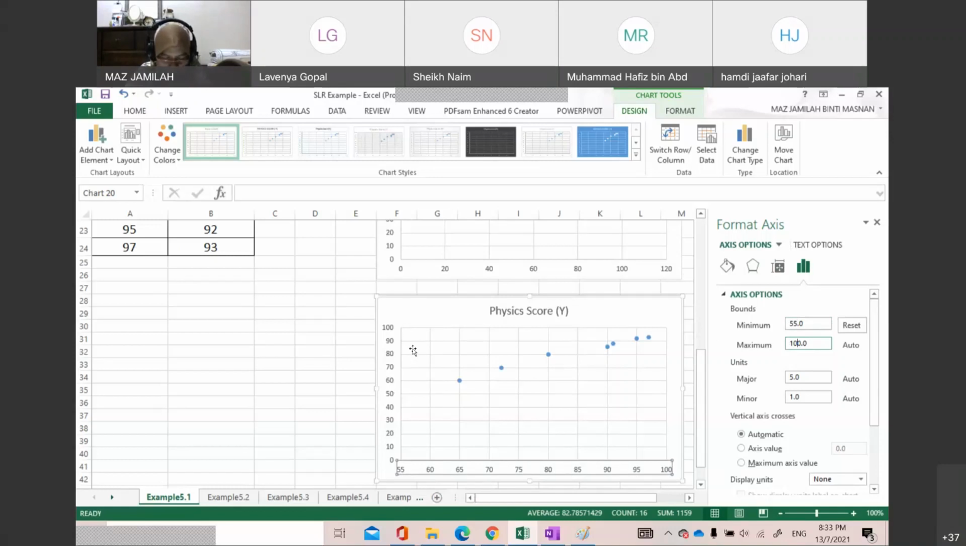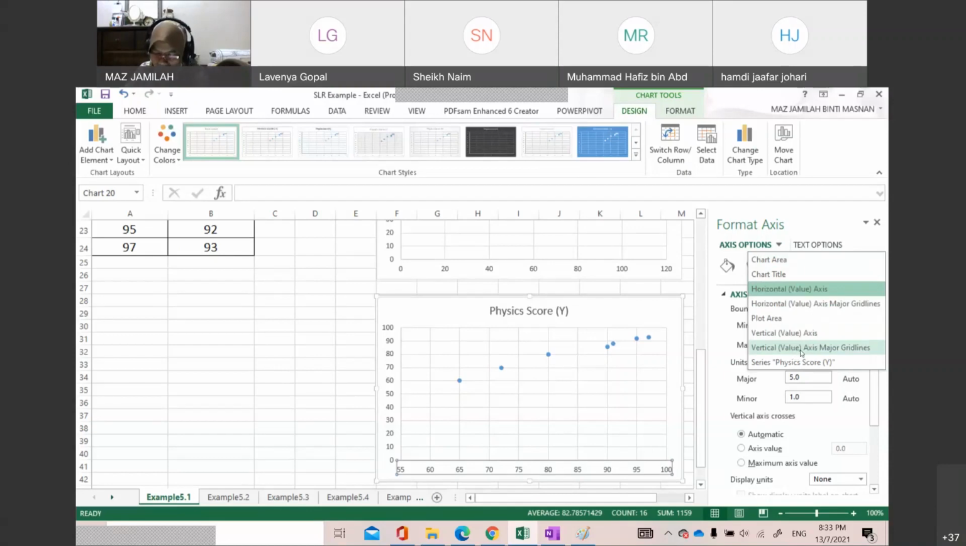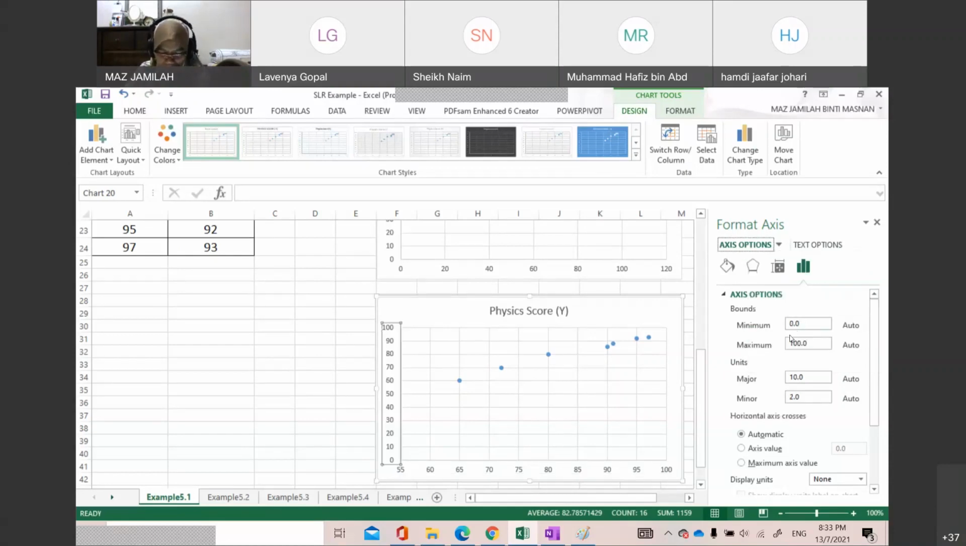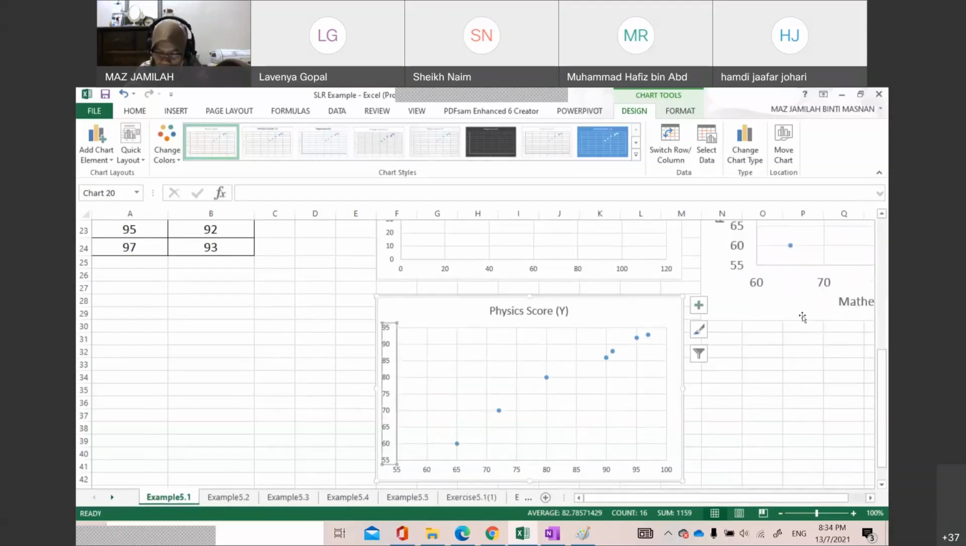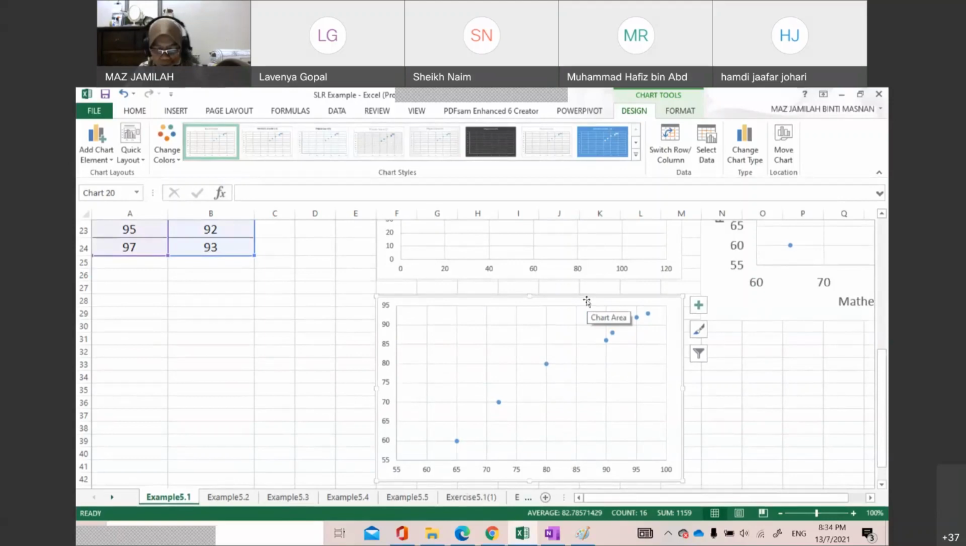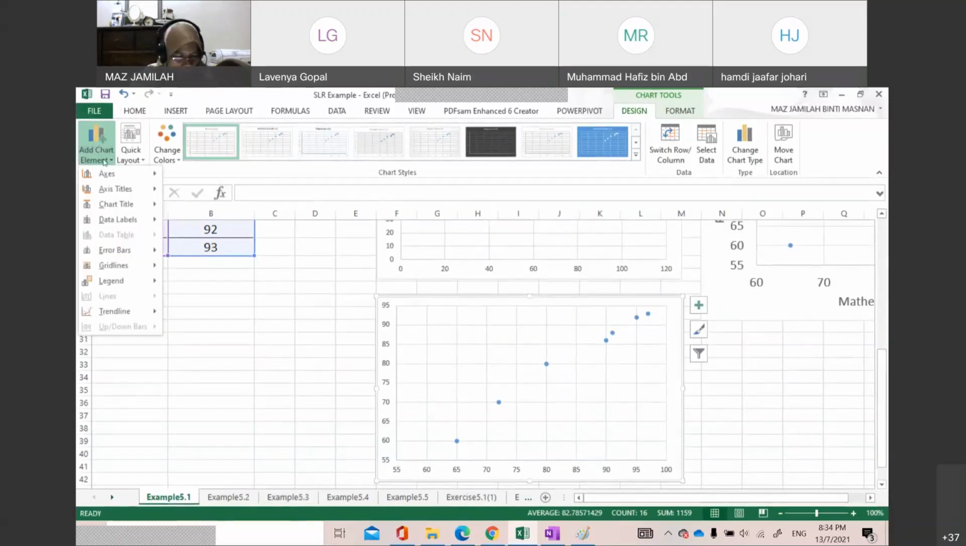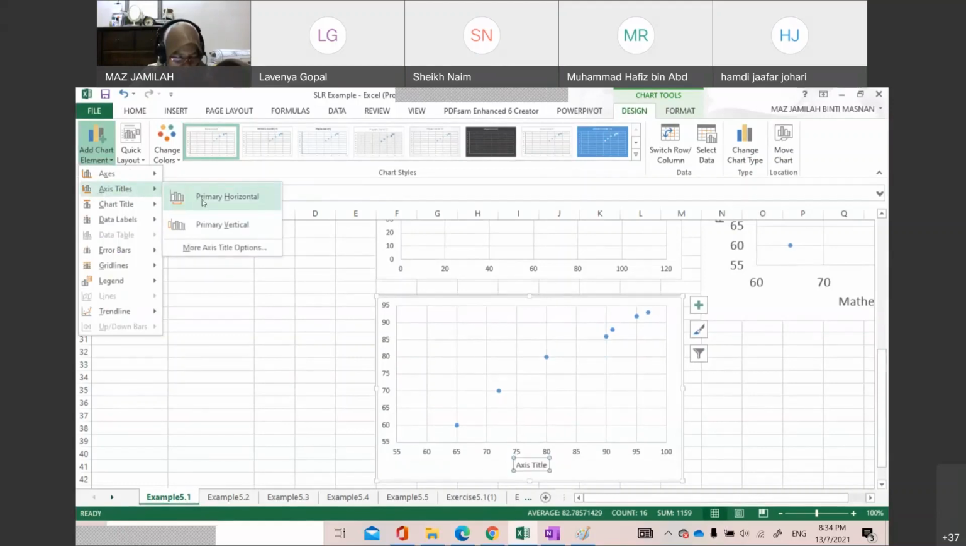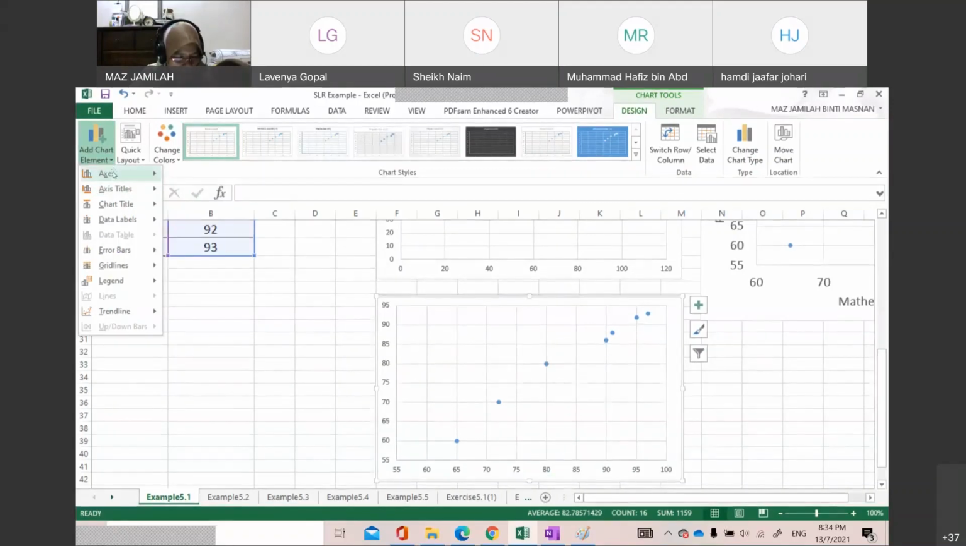Now you want to change for y. Go for the vertical axis, and then change the minimum value to, for example, 55 as well, and then maximum 100. Okay, so you can stop, and then what next? If you don't want the title, fine. If for your project you need to put the titles, then put the title, but you can add your axis names using add chart element here.